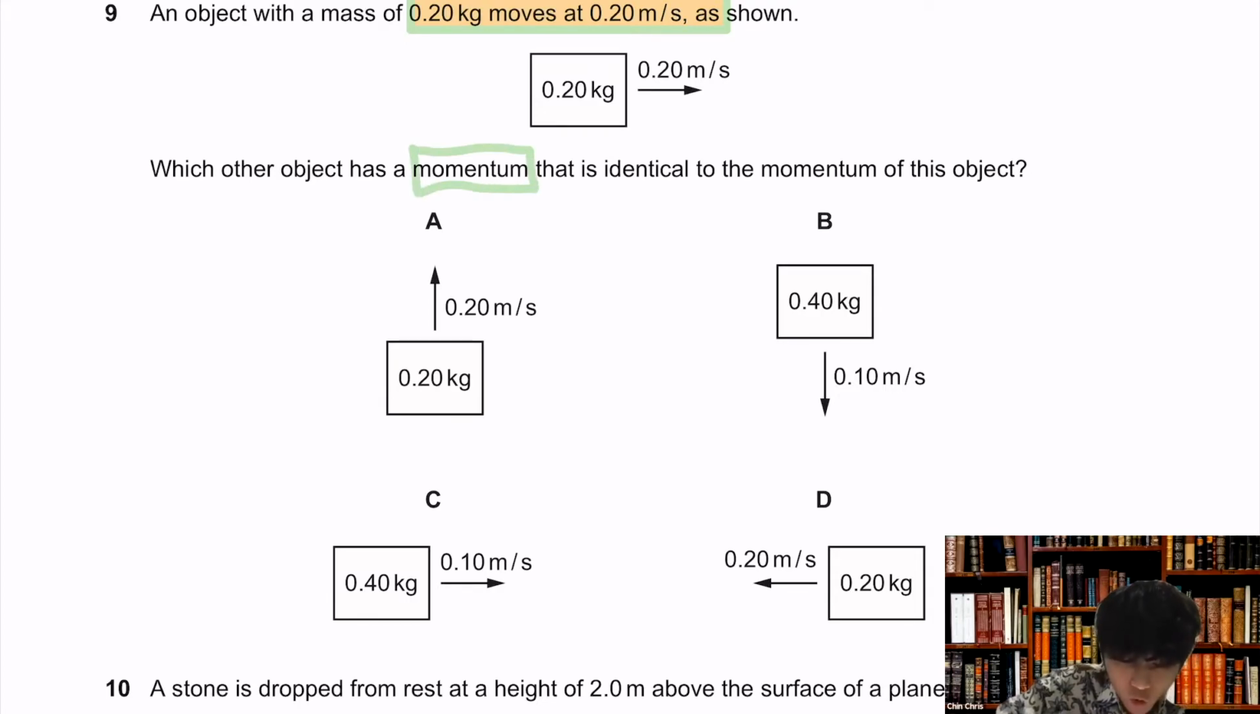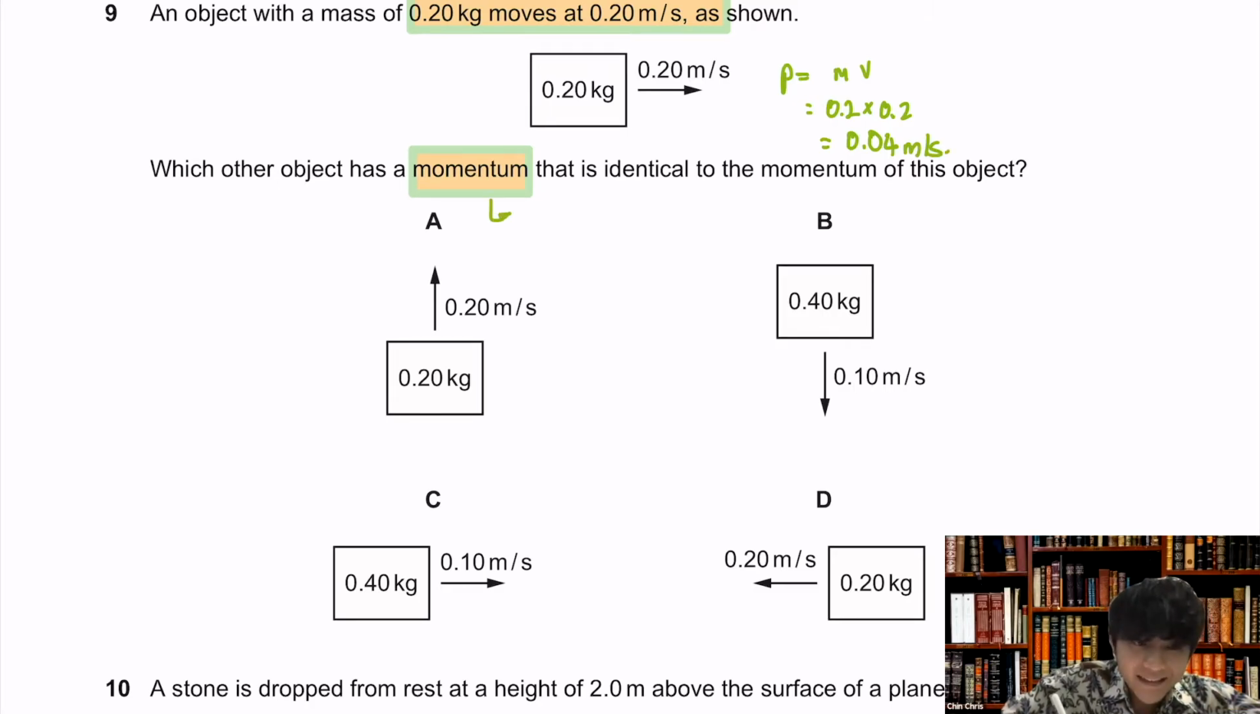By the way, you know that momentum is equal to mass multiplied by velocity, which is 0.2 multiplied by 0.2, and the answer is 0.04, right? So I know that it's 0.04. And remember, momentum is a vector quantity. What do you mean by vector quantity? Vector quantity, direction matters. So you need to look at its direction.